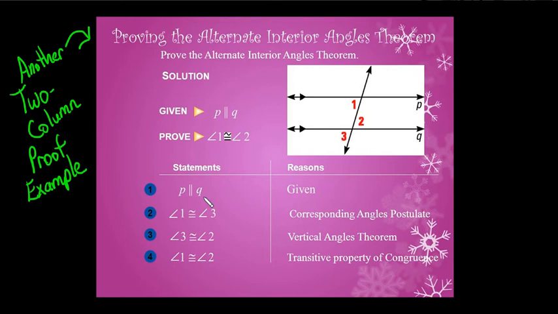And because of that, you can say, well, angle 1 is congruent to angle 3 because that's your corresponding angles postulate right there. Then you're able to say, well, angle 3 is congruent to angle 2 because of the vertical angles theorem. And now using your transitive property of congruency, you're able to say that angle 1 is congruent to angle 2. So I do want you to write this down to get practice in writing that two-column proof.